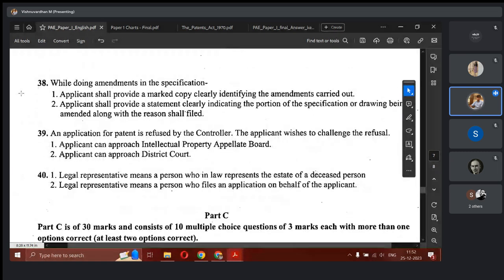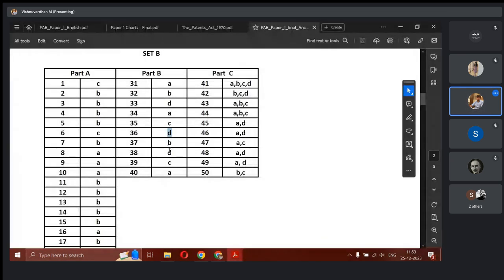Then 38. While doing amendments in the specification, amendment means form number 13. Then the applicant shall provide a marked copy, clearly identifying the amendments carried out. This we did in TVS. This is true. And then the applicant shall provide a statement clearly indicating the portion of the specification or drawing being amended along with the reason. I think both have to be true. So 38 has to be D. What is the answer? 38 is D.